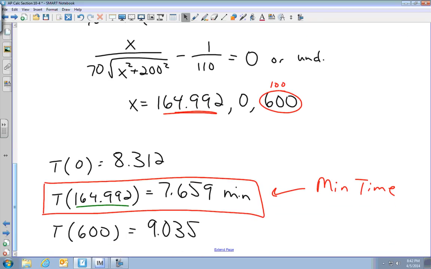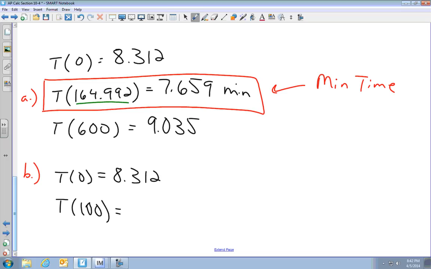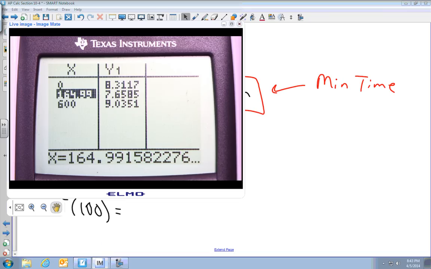The only thing that's different at the end is which one of these solutions that I pick. So in part A, this was part A solution. We had to pick from those values. For part B, the only thing I need to change here is check the endpoint at 100. I already know that 164.992 is outside of the domain. So I know T of 0 is equal to 8.312. I just need to find out what T at 100 would equal. Again, my endpoint here changes. Instead of this being 600, I got to use 100. So let's check that value out and see between 0 and 100 which one gives us the smaller value.